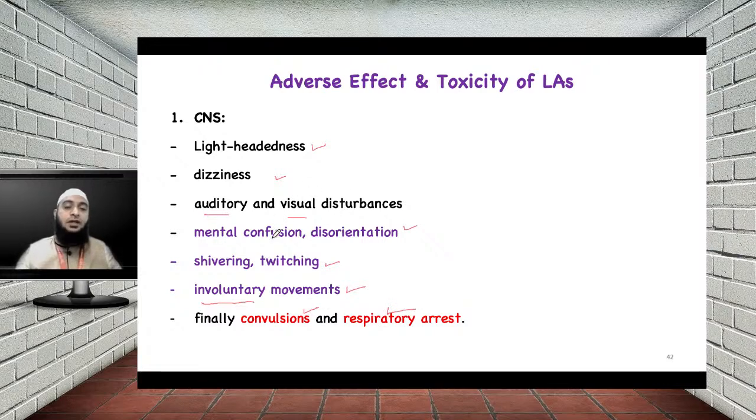So the symptoms till here, which are shown in the blue color, that is mental confusion, disorientation, shivering, twitching, involuntary movement and the convulsion, these are all symptoms of excessive CNS excitement. But do remember that there is a certain capacity of your central nervous system also. So beyond that capacity, if there is more CNS excitement, then suddenly the brain undergoes CNS depression, to the extent that the patient will suffer from respiratory arrest. The respiratory arrest happens due to excessive CNS depression, which affects your respiratory center in the brain.